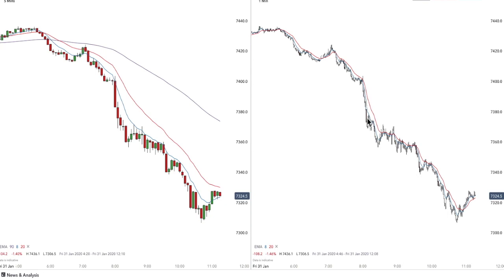the market plunged down. So it doesn't really matter what your trading system is, as long as it allows you to take advantage of these types of markets, these types of conditions.